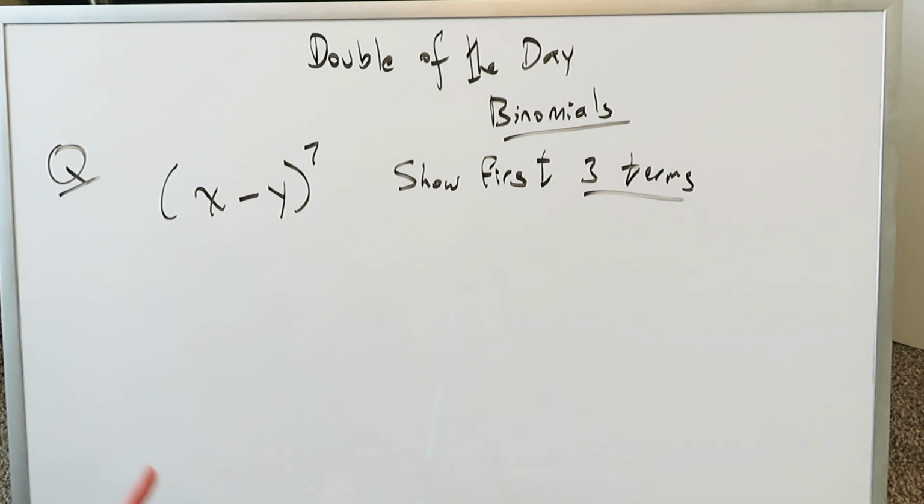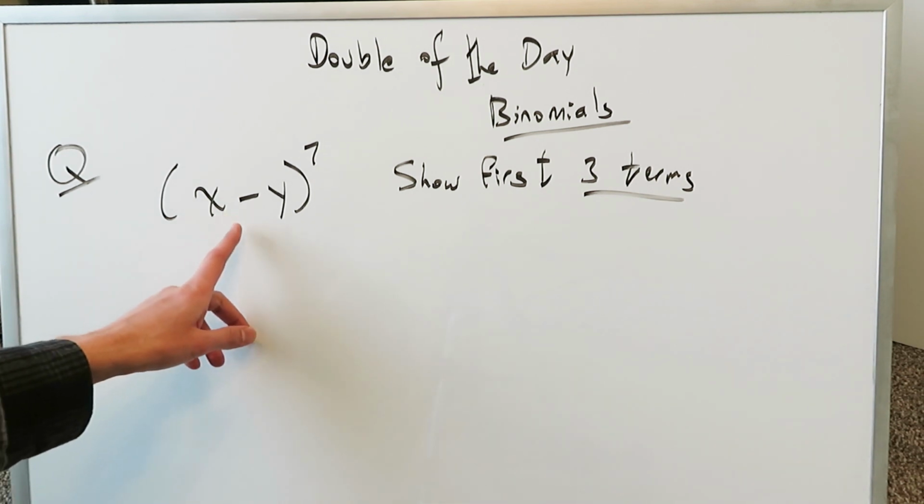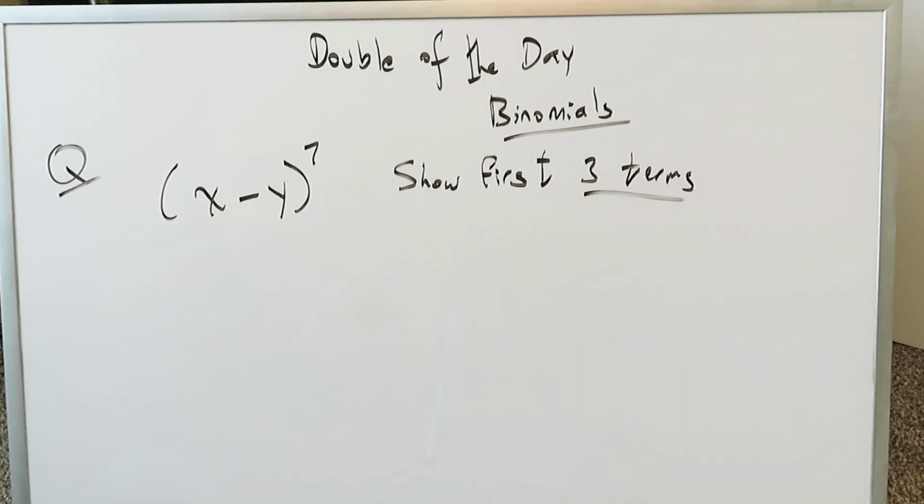We are having here a continuation on this topic on binomials, the binomial theorem, binomial expansion. We have x minus y to the power of 7. We have to expand this to demonstrate the first three terms.